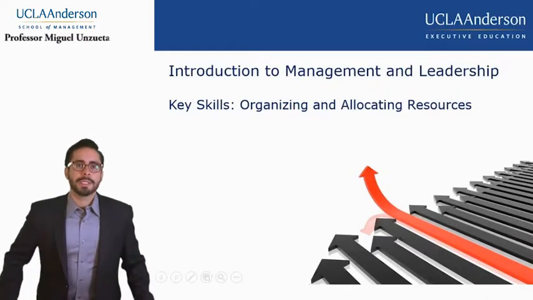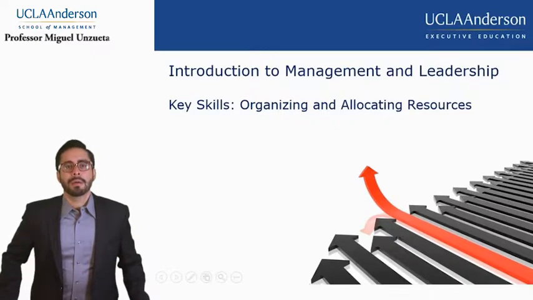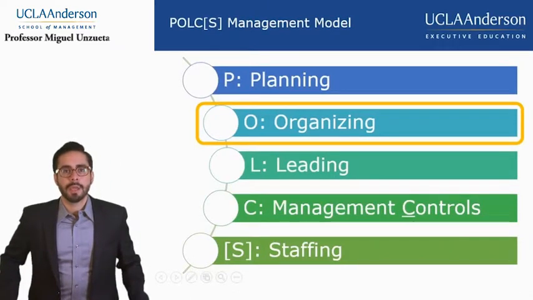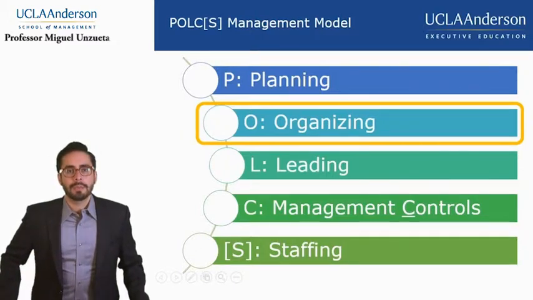Hi, I'm Miguel Unsueta, and I'm going to talk a little bit about a key skill in management, that being organization and the allocation of resources. So again, recall we've been using the POCS model to get our head around what managers are supposed to do. The next component is organizing.